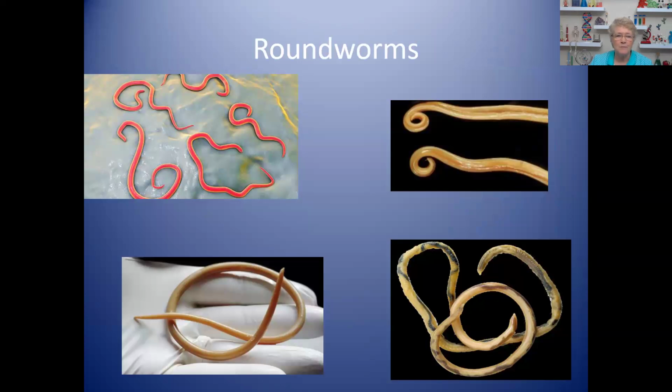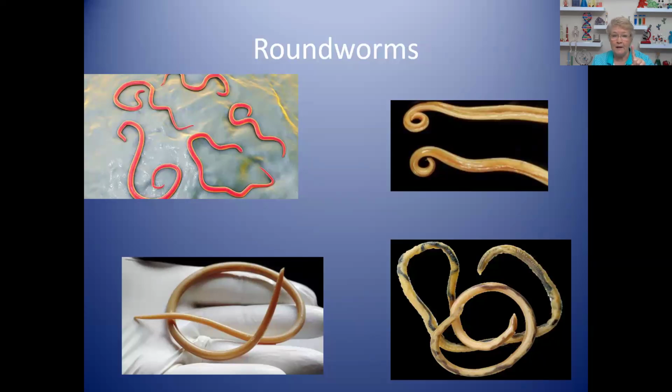Now, roundworms are different than any of the animals we've talked about so far. Roundworms have a digestive system that is open at both ends. Everything else that we've talked about has only one opening. Food goes in, waste comes out. When you have a sponge, food goes in that central canal, food comes out that central canal. When you have a Cnidarian, food goes in the one hole, comes out the same hole.